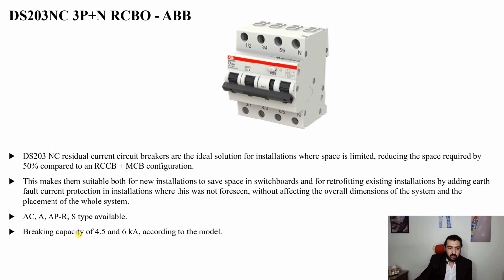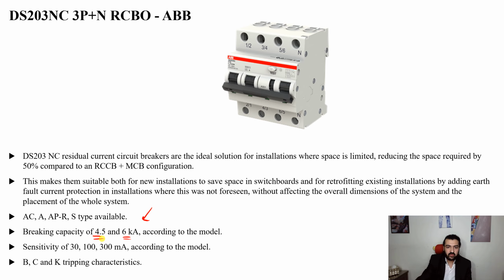Now this one has a break capacity of 4.5 kiloampere. This is the rated break capacity, the maximum short circuit it can withstand. It has different sensitivities that we discussed in the previous lesson, 30 milliamperes, 100, 300, based on the model. Different sensitivity for different applications, which we already discussed in the previous lesson.